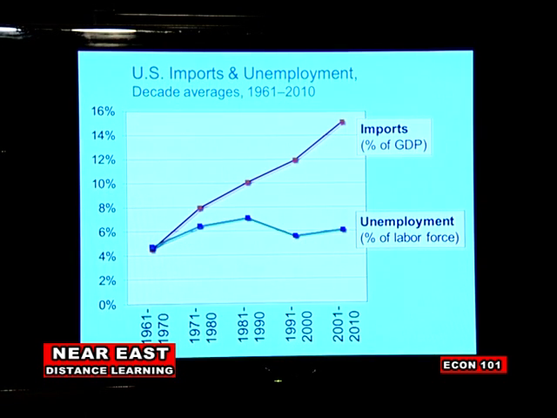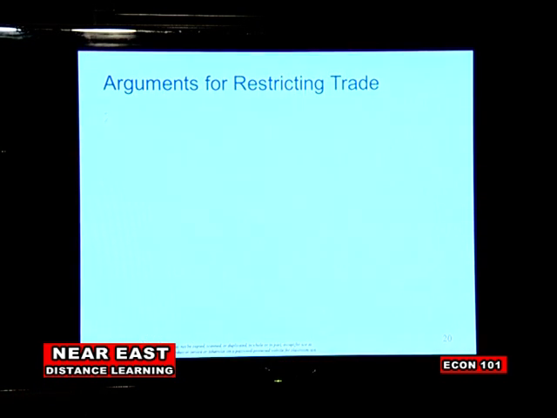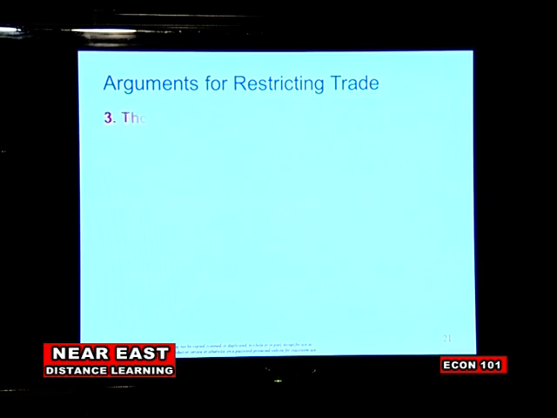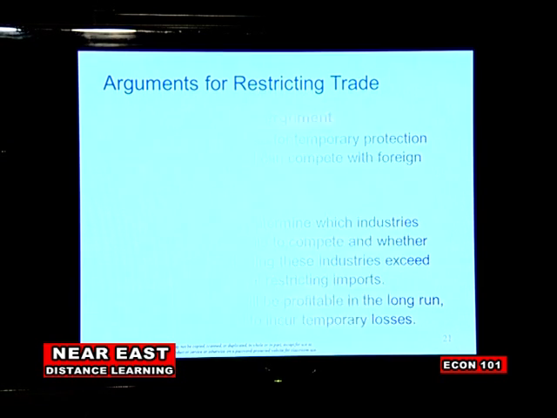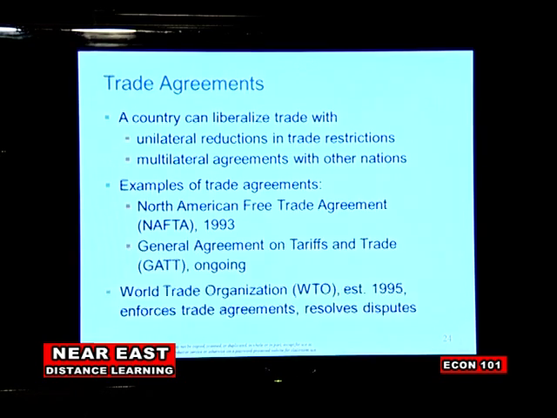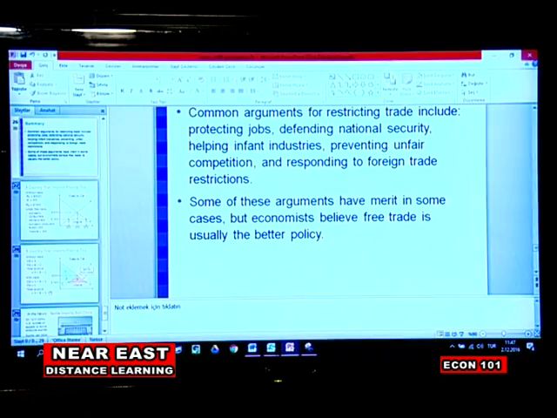So, the arguments: we have the jobs argument, with United States imports and unemployment, as arguments for restricting trade. The second one is the national security argument. Okay, let's skip these. So we finished this chapter with the arguments. Now we are going to move to chapter 10.